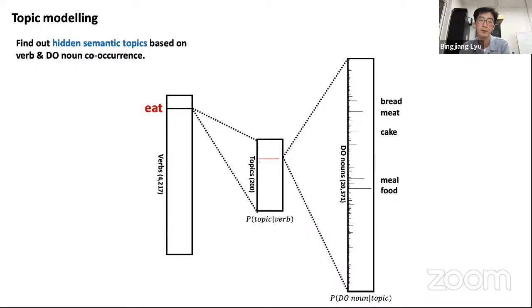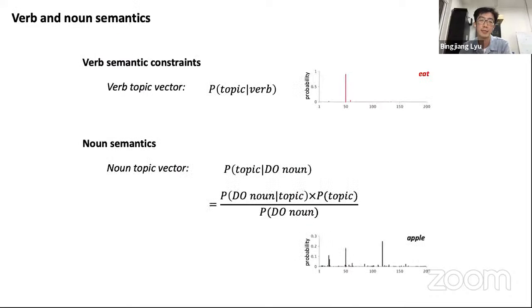As for the topic distribution of eat, it seems that there is only one dominant topic, which is about edible things. So with these topic modeling results, the semantic constraints of a verb can be modeled as a verb topic vector, which is a probabilistic distribution over all the topics given this verb. Similarly, noun semantics can be modeled by a noun topic vector.